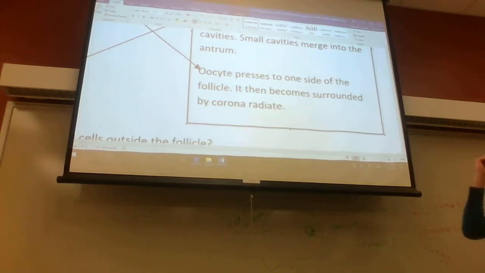I'm going to name this structure after myself. This is going to be the pomart layer. It's like, no, just call it the external layer, please.